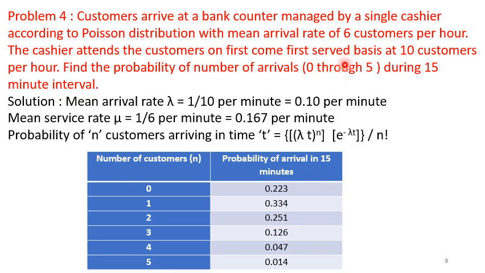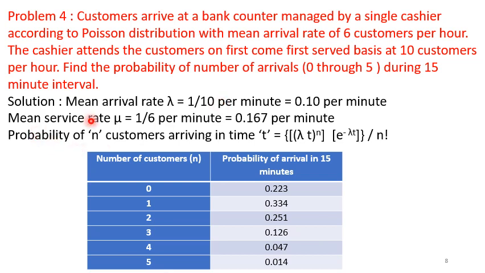That is what you are going to find out. 6 customers are coming in 1 hour, 60 minutes. So the mean arrival rate lambda will be 1 by 10 per minute, that is 0.1 customers per minute. Very simple, just substitute this. In 60 minutes, 6 customers, so in 1 minute, 1 by 10.